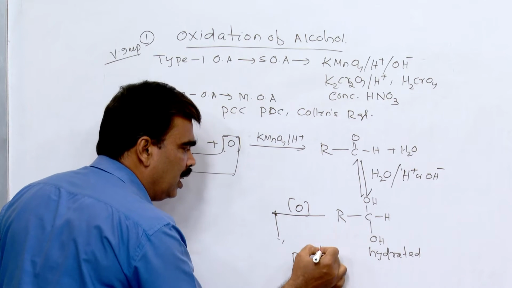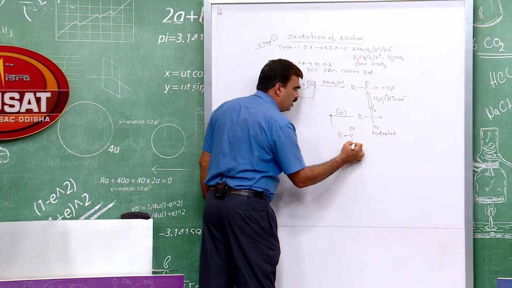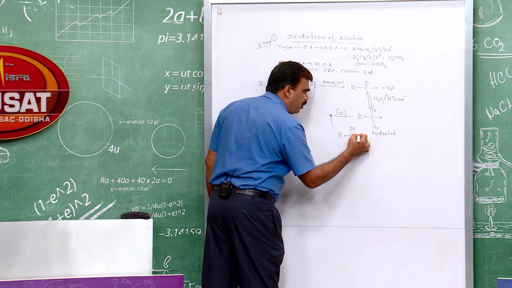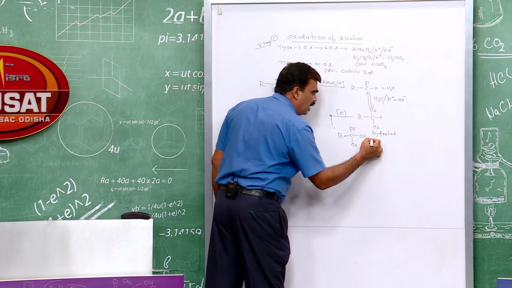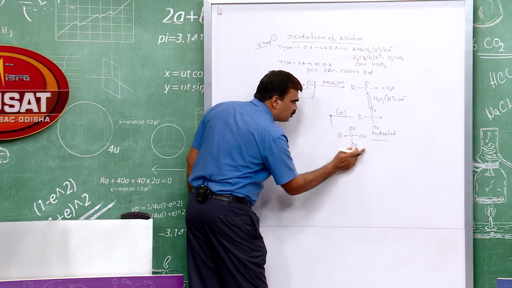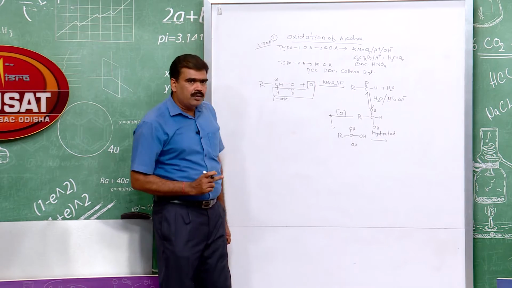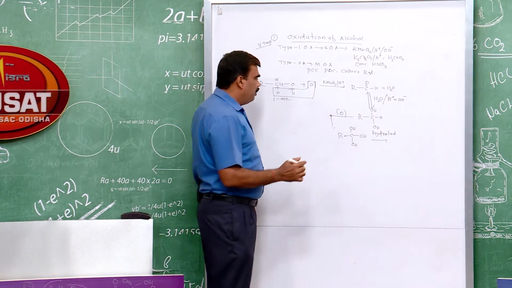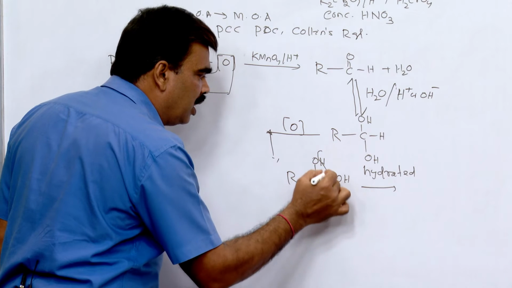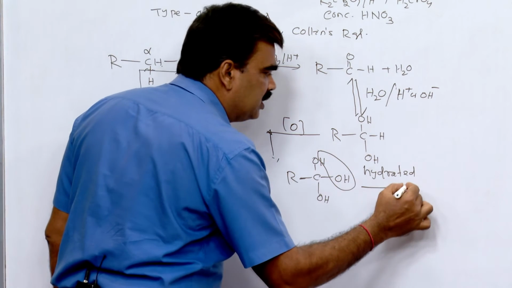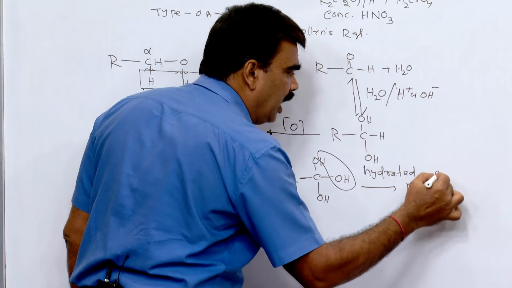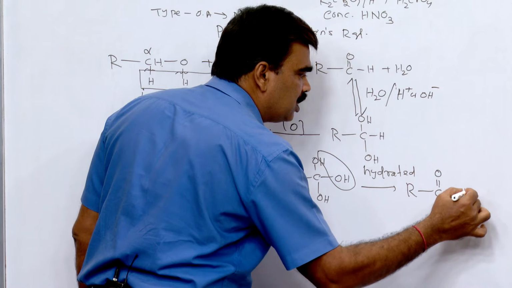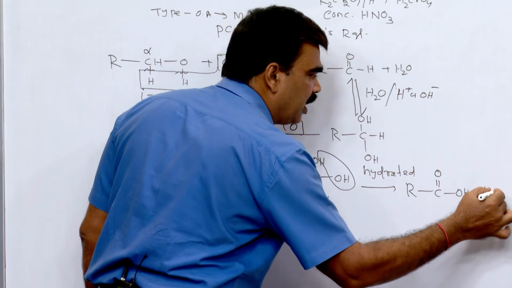Because you see, this is OH, and this H undergo further oxidation to give you OH. And you know, if three OH groups are bonded to a single carbon, it becomes highly unstable. Immediately it loses a water molecule and give you acid. In this way, aldehyde undergoes further oxidation to give you carboxylic acid.